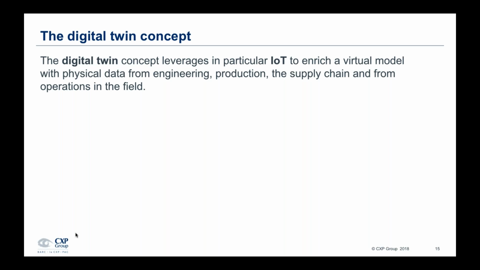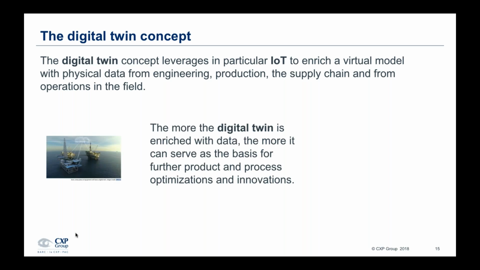And basically, the digital twin concept is nothing new. But it definitely has gained traction over the recent months due to the increased maturity of IoT solutions and platforms, which are a means of gaining more and more data from connected products and objects, and in turn enriching the digital twin. And the more the digital twin is enriched with data, the more it can serve as the basis for further product and process optimizations, and in particular innovations. And digital twins can be used, for example, to reduce the costs of expensive prototyping and product development by simulating the behavior of the products with appropriate software tools.